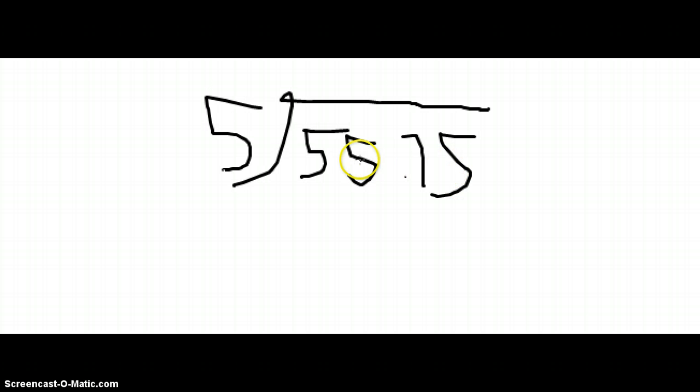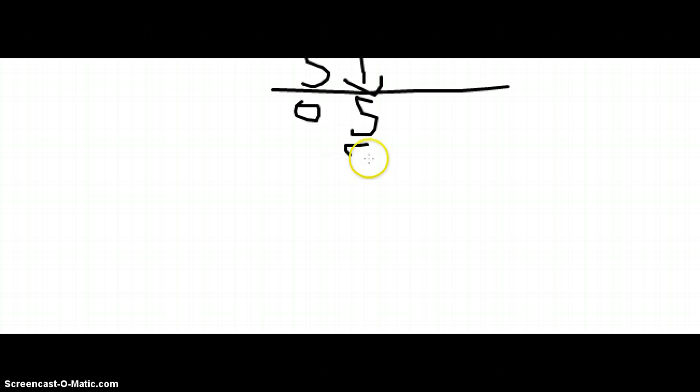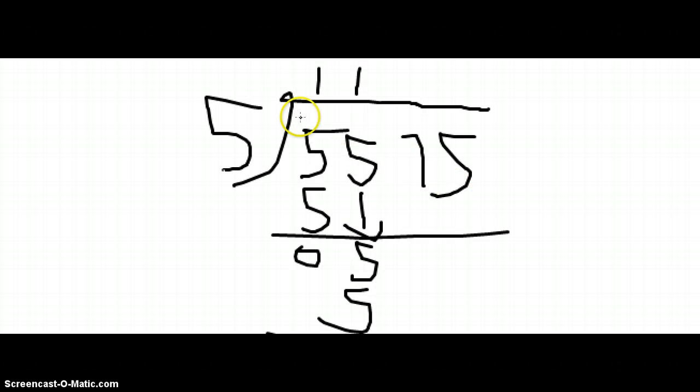So, to divide, like I told you, we're gonna ignore the decimal here, because we have a decimal. We're gonna ignore it and divide. So, what's 5 divided by 5? It's gonna be 1, 5, equal 0. Then we go back here.